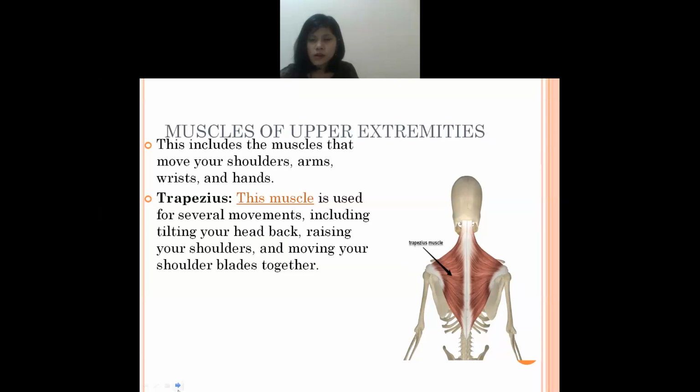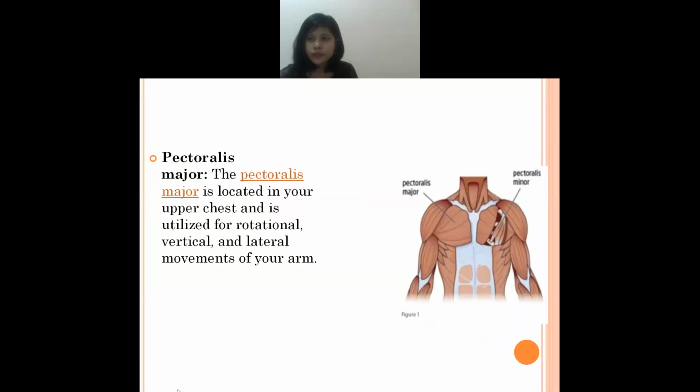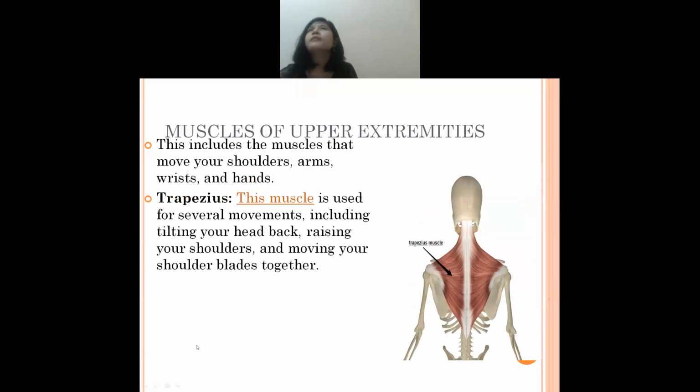Yes, ma'am. What is the meaning of tilting? Tilting means bending like this. Okay, raising up. Overall, you just know that the trapezius muscle helps you in moving the upper side of your body. Understand? Moving your shoulder sideways, up, down, bending.